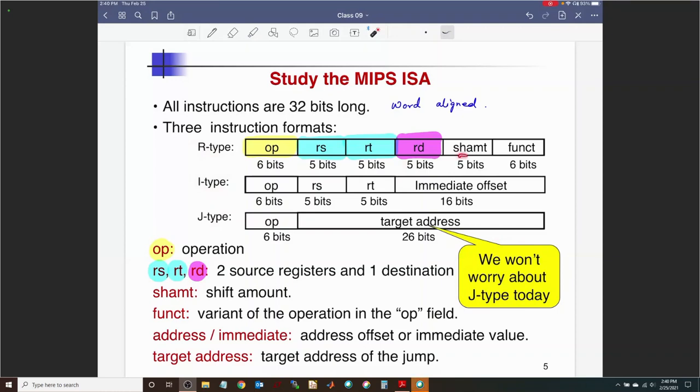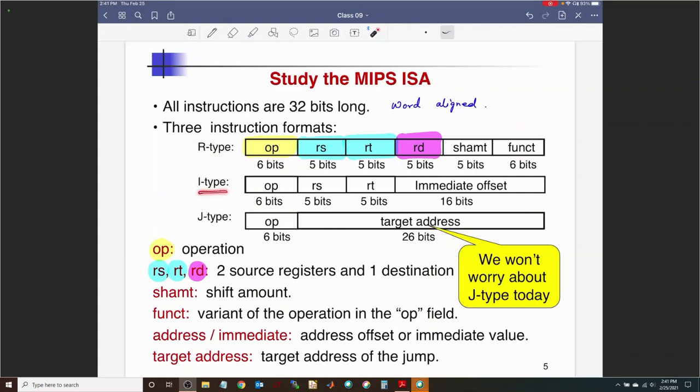Then the last two fields over here: there's a shift amount. So if you are doing a shift left logical, then you have a shift amount. So you could specify how much you want to shift in that field. And then we also have the function field, which covers the variations within an operation. So for example, if you have add, then you can use the function code to distinguish between add and add unsigned. They both have the same OP field, opcode field, but they have a different function field.